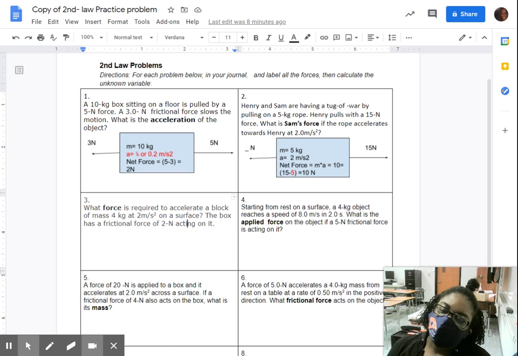All right, guys. So this would be it for Newton's second law. Remember, Newton's second law deals with unbalanced forces, forces that are not even, that are happening on the same object, and that causes the object to change its speed or direction.